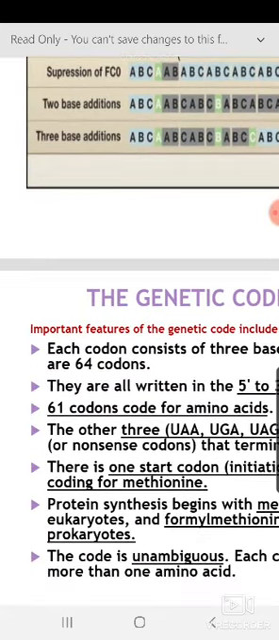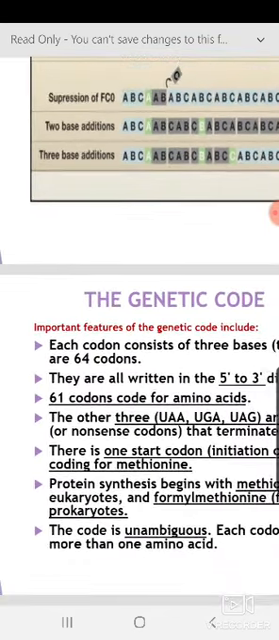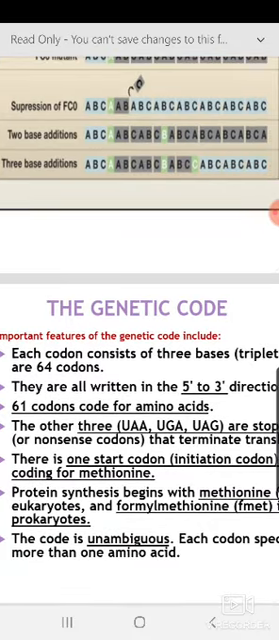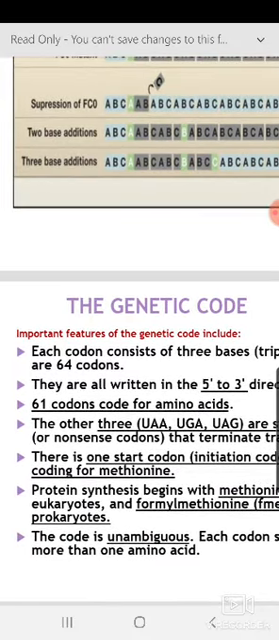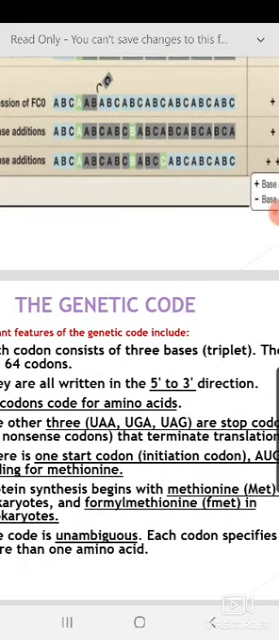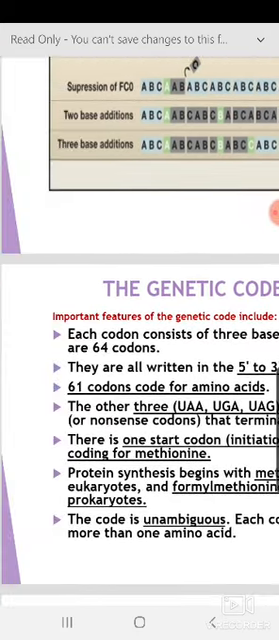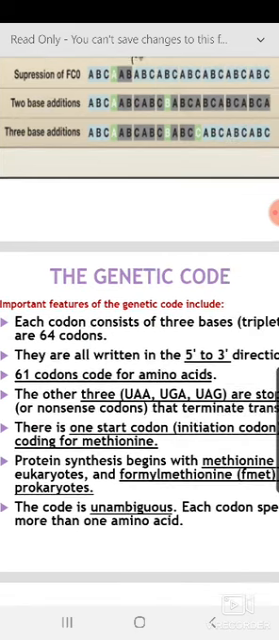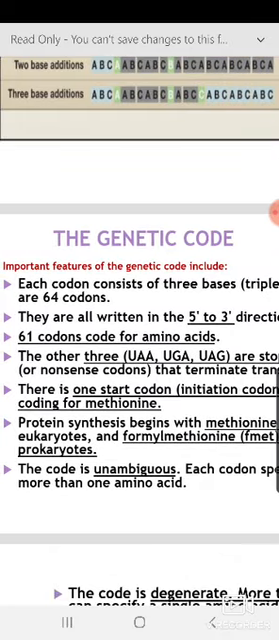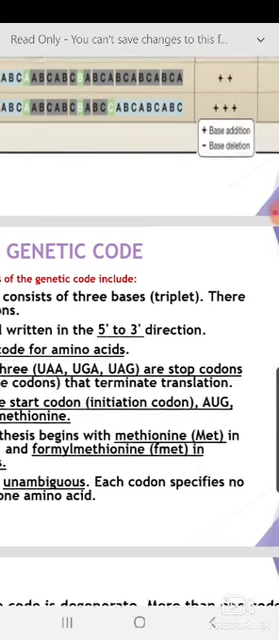Now, once this is done, then the characteristics of the genetic code. Important features of the genetic code include: each codon consists of 3 bases. So the hint was 4 to the power 3, that means 64. If each codon consists of 3 bases, triplet, therefore 64 such codons should be present. They are all written in the 5' to 3' direction. 61 codons code for amino acids. The other three, we will show you how all this has happened. UAA, UGA, UAG are stop codons.